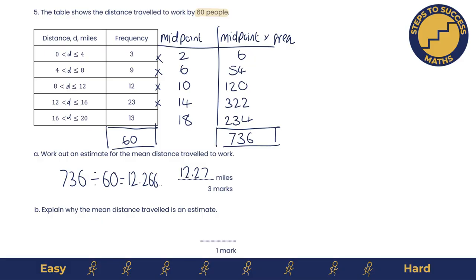Explain why the mean distance travelled is an estimate. So you have to write a sentence, and your sentence should say, I used the midpoint of each group as I don't know the exact distances, so it's an estimate.